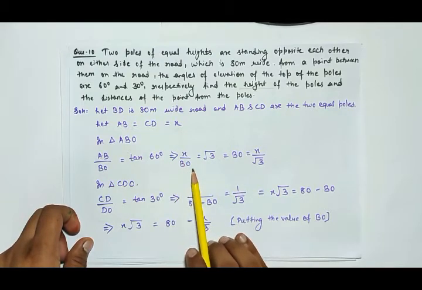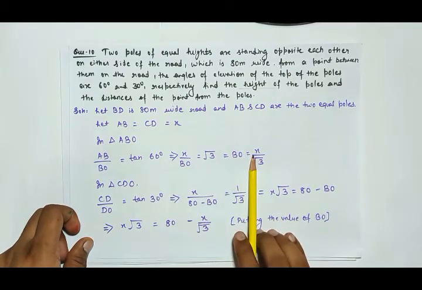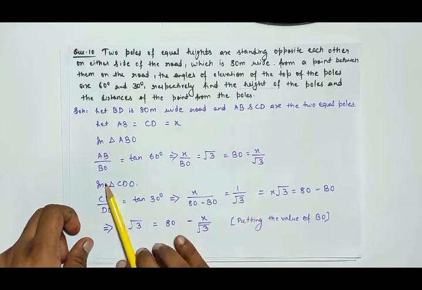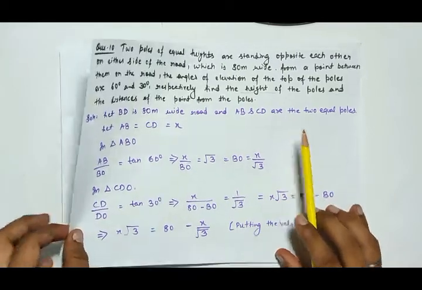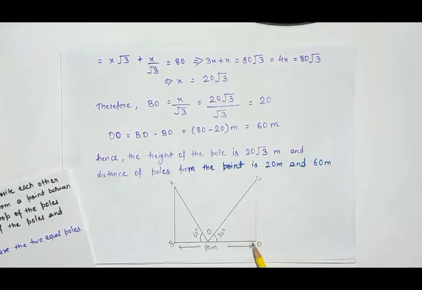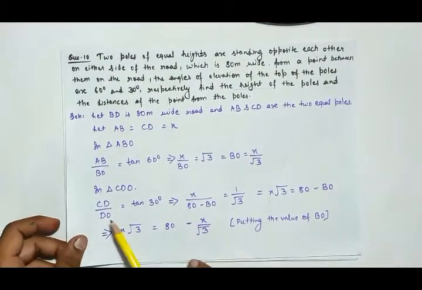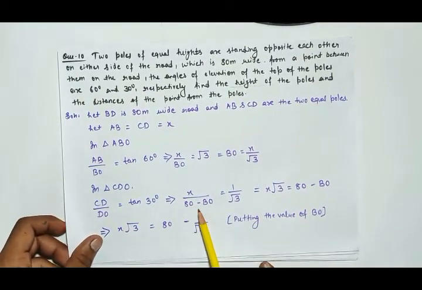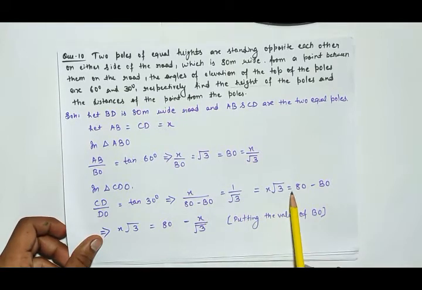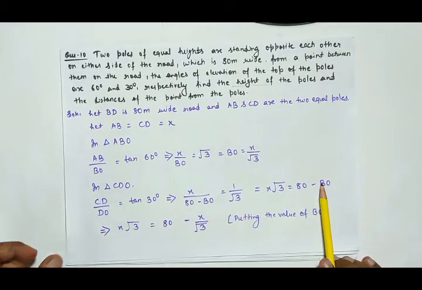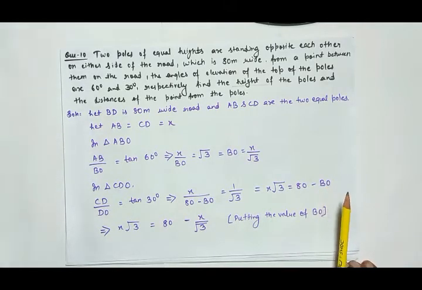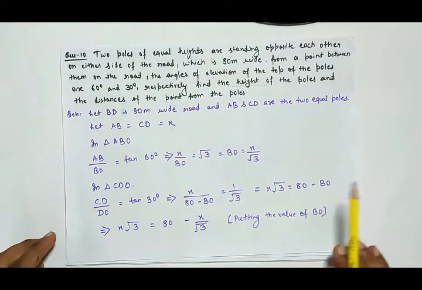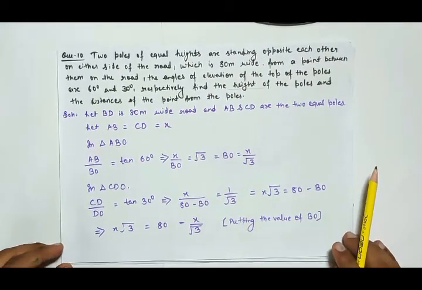Let's solve this. X upon BO is equal to root 3, so BO is equal to X upon root 3. In triangle CDO, CD upon DO is equal to tan 30 degree. Let's solve this. X upon 80 minus BO is equal to 1 upon root 3, so X root 3 is equal to 80 minus BO. Now we have to solve this and we will get X root 3 is equal to 80 minus X upon root 3.